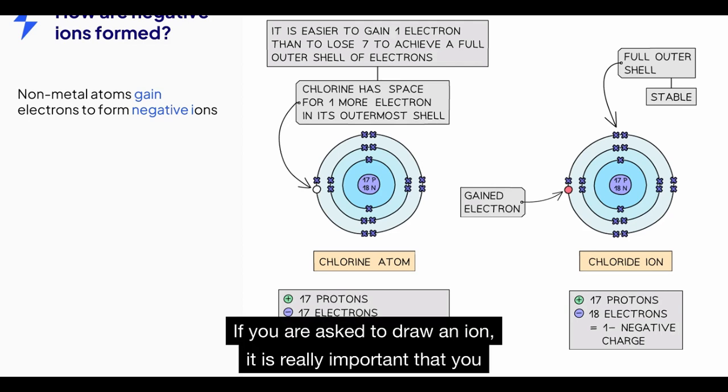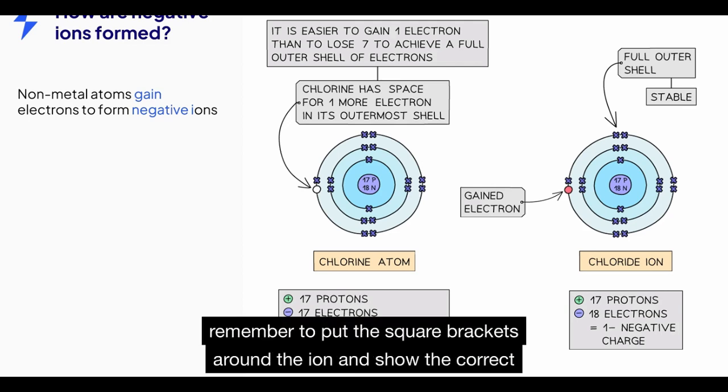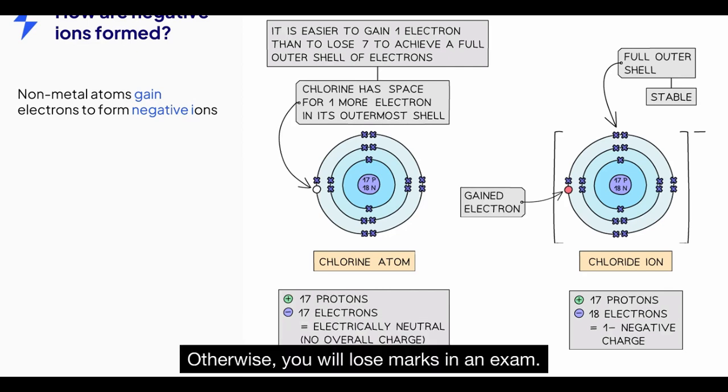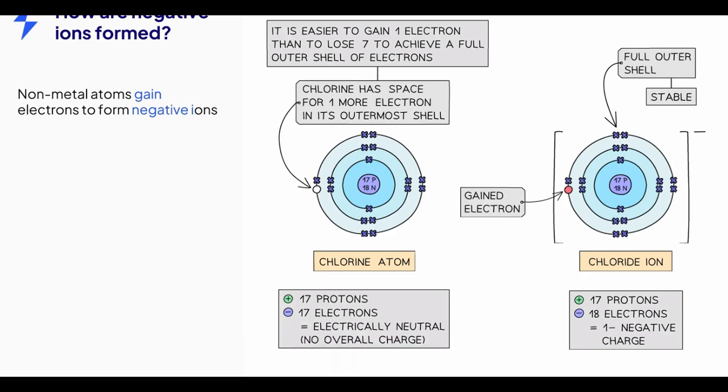If you are asked to draw an ion, it is really important that you remember to put the square brackets around the ion and show the correct charge in the top right-hand corner. Otherwise, we'll lose marks in an exam.